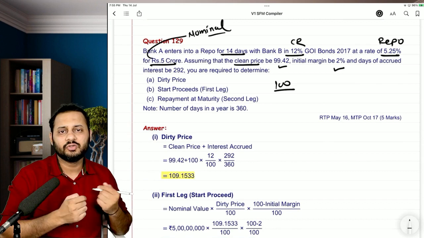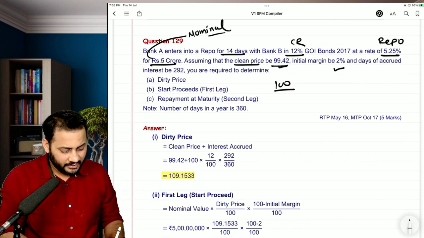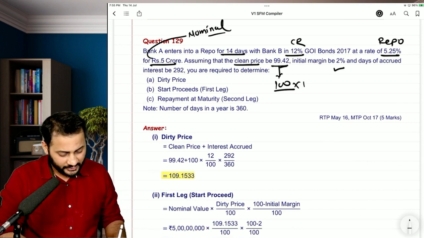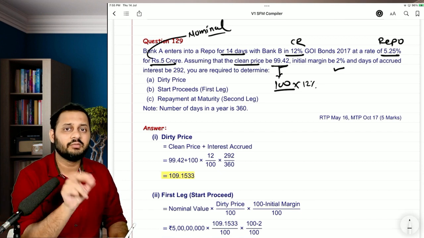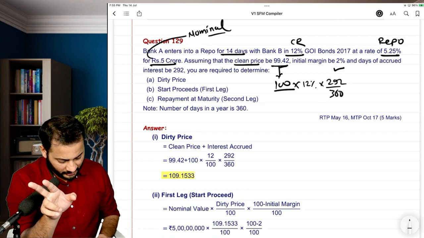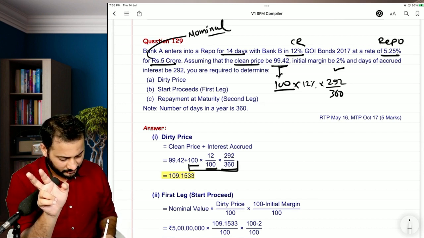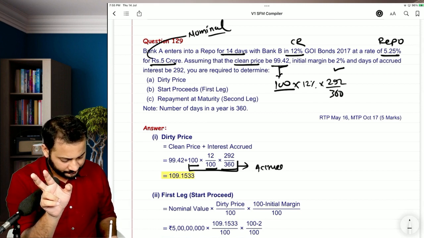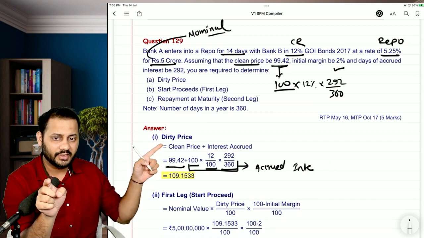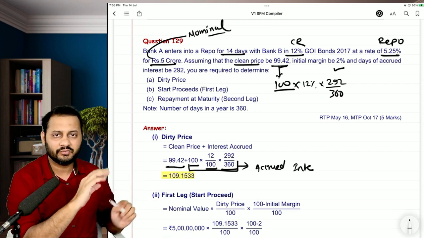So let's calculate the coupon amount first. With the clean price of 99.42, you can easily assume that the face value will be 100 rupees. 100 rupees into 12% of the interest will become annual interest, and 292 divided by 360. 100 into 12% into 292/360. This much of the amount will be called as accrued interest. Do you agree? And when this accrued interest is added in the clean price, we will call it a dirty price. So each bond is worth 109.1533.